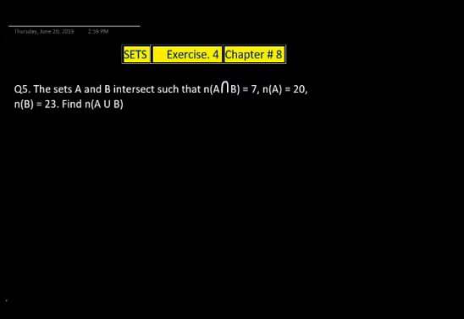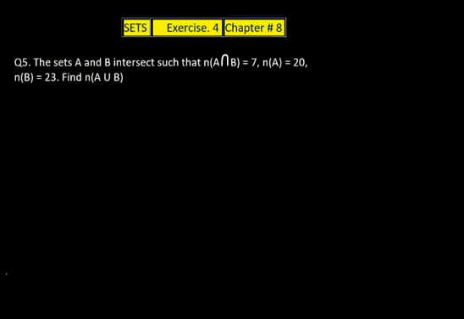Question number 4 is very similar to question number 3. So let's start with question number 5. In question number 5, it says the sets A and B intersect such that n of A intersection B is 7. It means the intersection of A and B, which is the common elements of A and B, is 7. Seven elements are common between set A and set B. And n of A equals 20. It means the number of elements of set A is 20. And n of B is equal to 23. It means the number of elements of set B is 23. And he's asking us to find n of A union B. It means that we need to find the sum of elements of A and B without repeating, right?